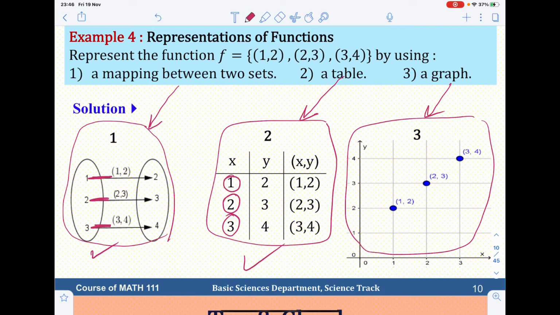Also here, we don't have two dots above each other. If we did have two dots above each other, it wouldn't be a function, but since all the points are different, it would be a function. So 1 has only one number in the range that corresponds with it.